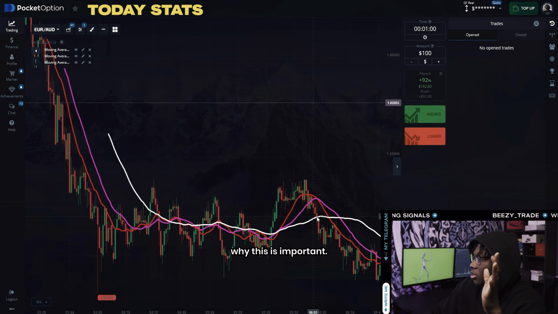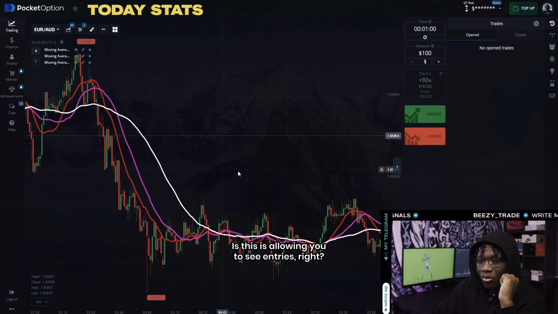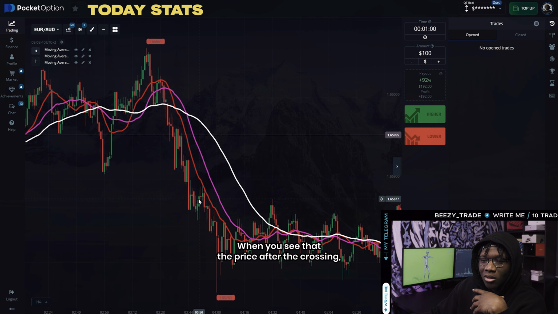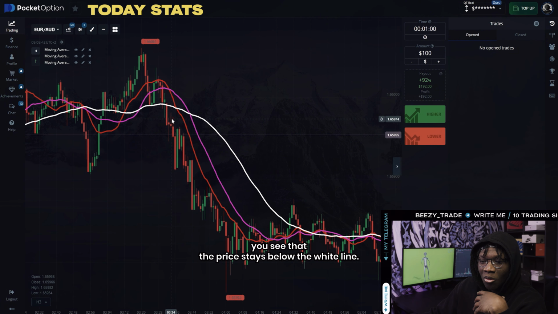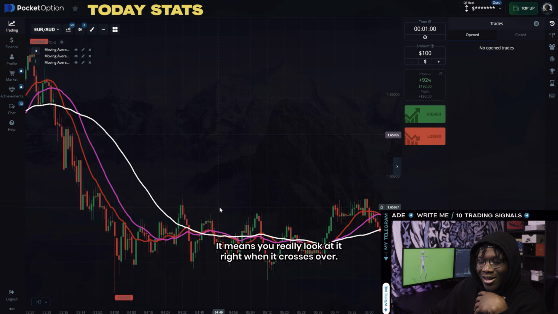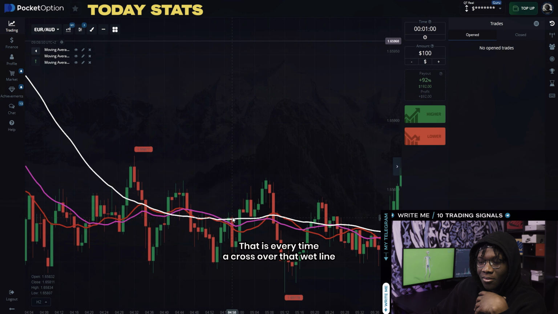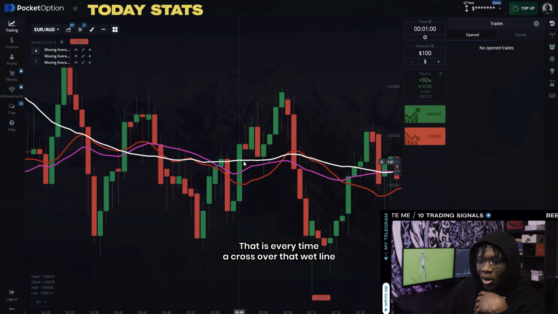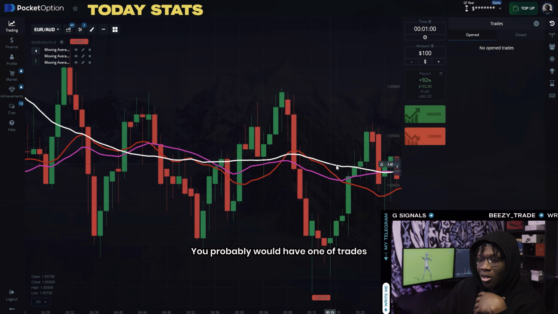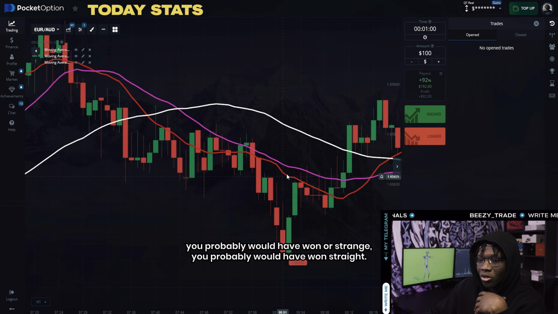Why this is important is that it's allowing you to see entries. When you see that after the crossing the price stays below the white line, it means you're really looking to enter calls. As you see, every time it crosses over that white line, you could have entered anywhere right here, entered into a call, and you probably would have won those trades.